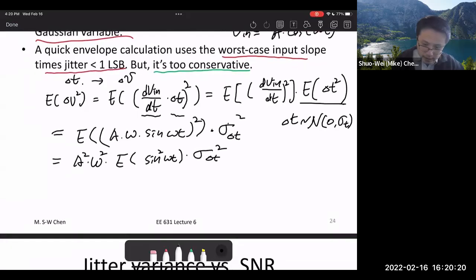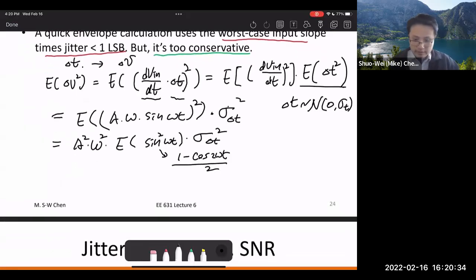Okay, and so what's the average of sine square omega t, right? So we know that sine square omega t is 1 minus cosine 2 omega t over 2. Right? So if we look at the average of this cosine, it's going to be 0. So basically that expectation of sine square omega t is just 1/2, right? So we get A squared omega squared over 2 times sigma delta t squared. Okay, so that's the variance, right?